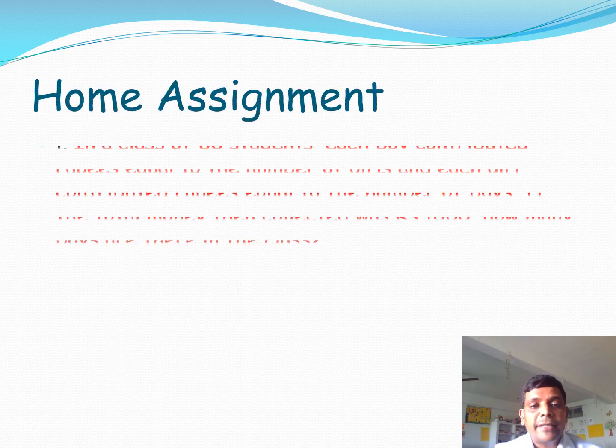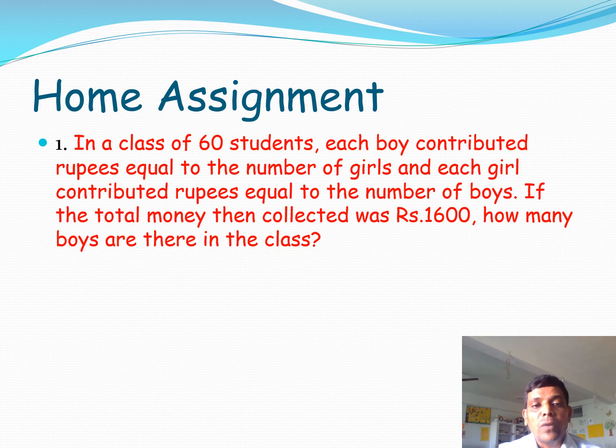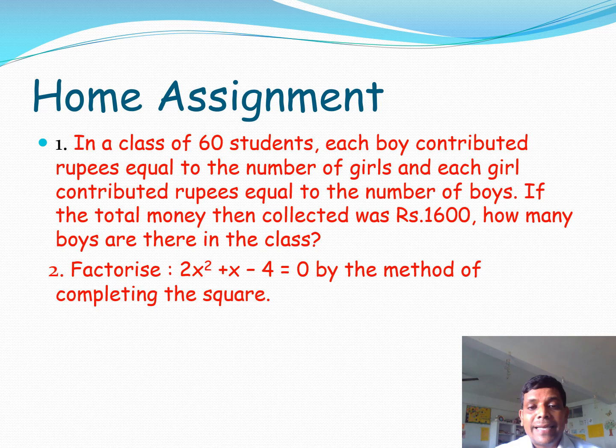Today's home assignment. First one: in a class of 60 students, each boy contributed rupees equal to the number of girls and each girl contributed rupees equal to the number of boys. If the total money collected was 1600 rupees, how many boys are there in the class?